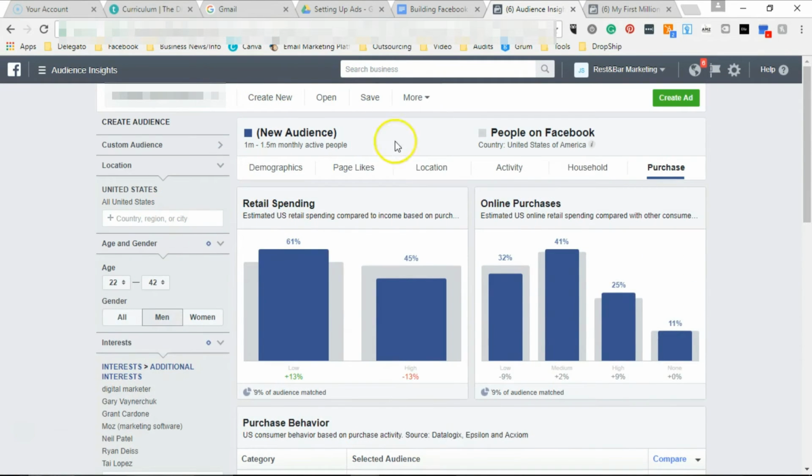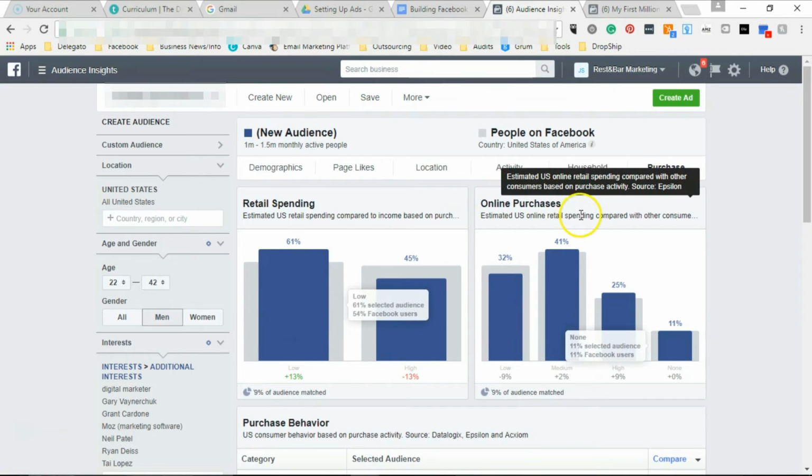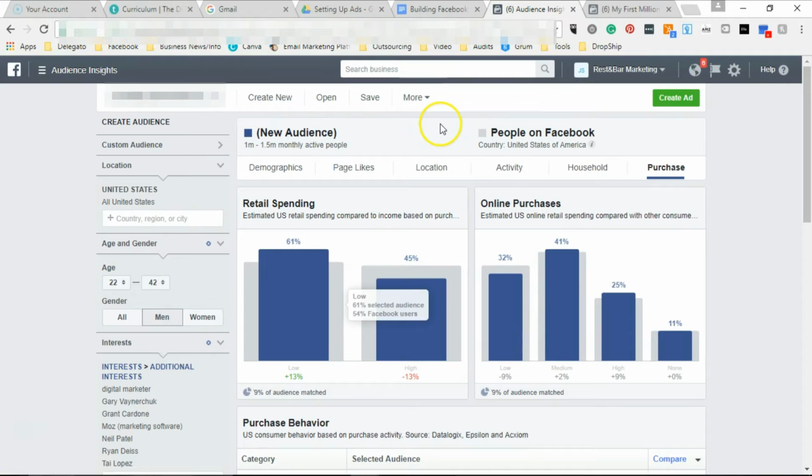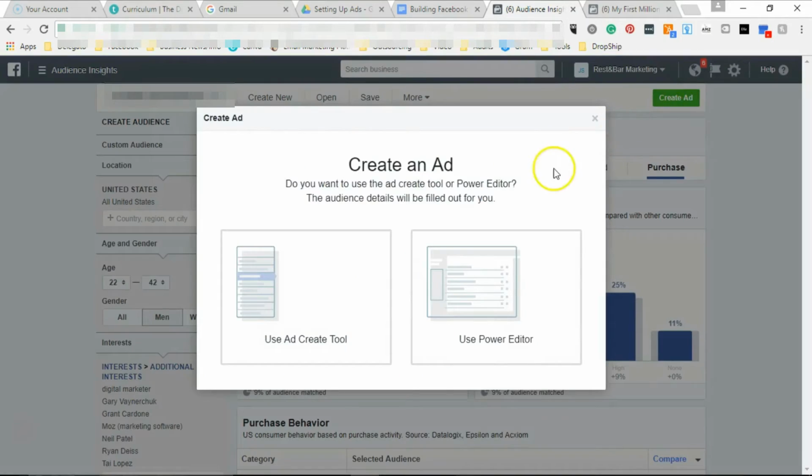But that's basically it. You can save these audiences if you like it. I don't usually like to save them here because you can get a better picture over in Ads Manager. Maybe it's just because I've always built them in Ads Manager and saved them there before they ever had this Audience Insights tool. So I'm just used to doing it that way. Maybe I'm old school. If you find this way to be more effective for you, fine, do that. And then you could click Create Ad.